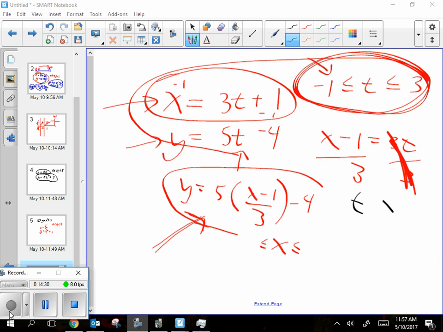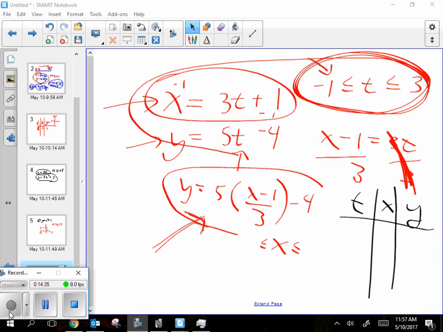I encourage you at this point to make a t, x, y chart. Everybody make a t, x, y, because that's what you'll need to be able to figure out what your limits on x are. Hint, do the endpoints. t equals -1 and t equals 3. I'll pause, we'll give that a try.